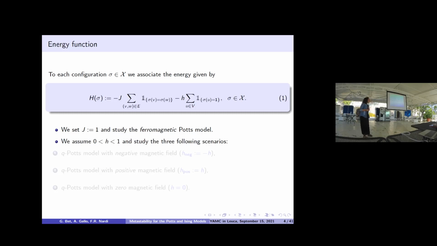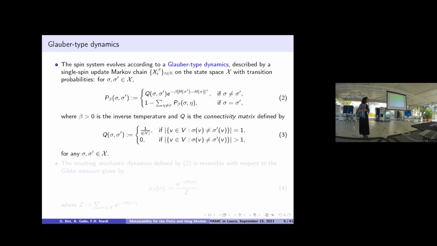Furthermore, we assume that the constant related to the external magnetic field assumes a value between 0 and 1, and we define three different scenarios that differ from each other by the definition of the external magnetic field. These three scenarios are the Q-Potts model with a negative external magnetic field, the Q-Potts model with positive external magnetic field, and the Q-Potts model with zero external magnetic field. In all the three scenarios, the evolution of the system is described by a stochastic dynamics that is of Glauber type.